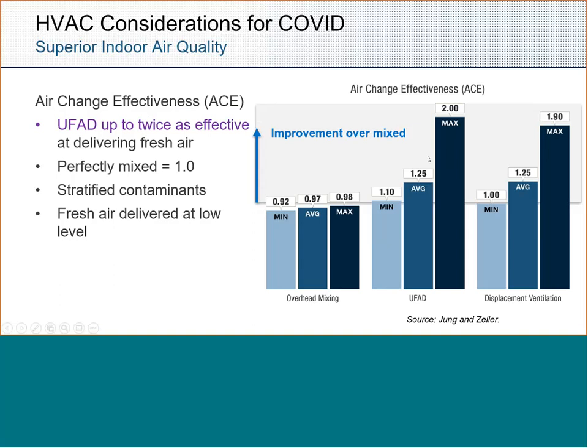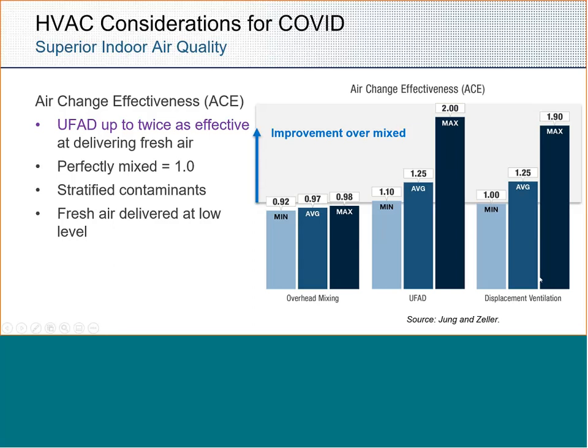So underfloor air distribution, or UFAD, can be nearly twice as effective at delivering the fresh air as compared to a mixing system. That's really due to mixing hopefully being near 1.0, or uniform mixing. And again, the momentum required to move and churn up that entire space takes a bit more time than a low-level supply system like UFAD or displacement.